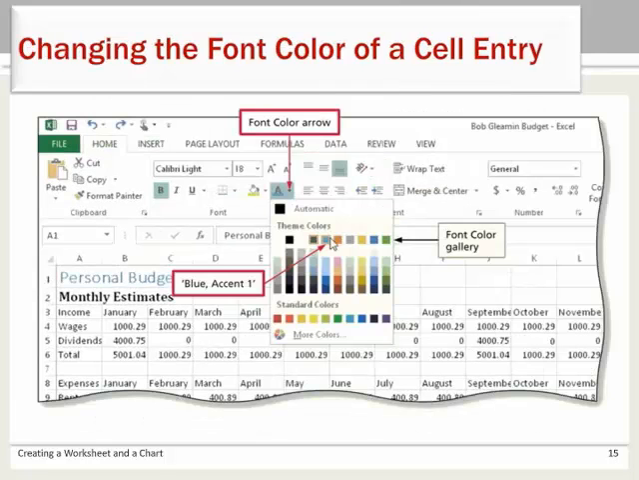Let's continue formatting cell A1 by changing the font color of the worksheet title. With the cell A1 still selected, tap or click the font color arrow on the Home tab. Point to the color Blue Accent 1 in the Theme Colors area of the Font Color Gallery to see a live preview of the font color. Then tap or click the font color in the active cell to select it.